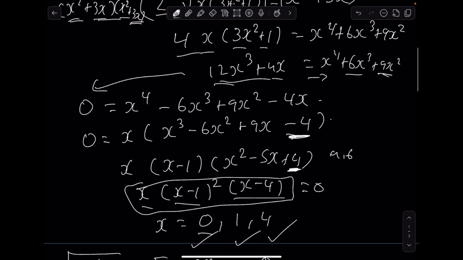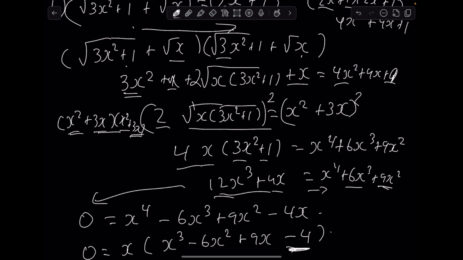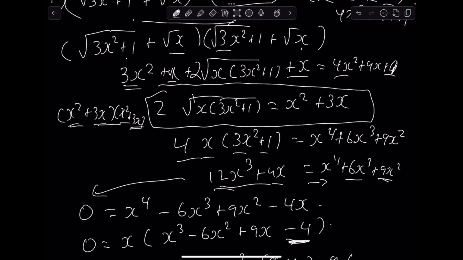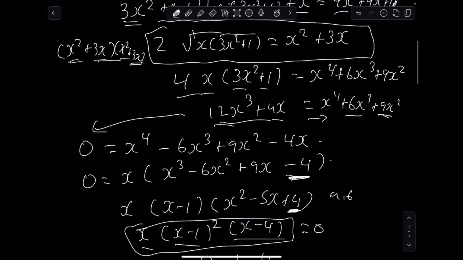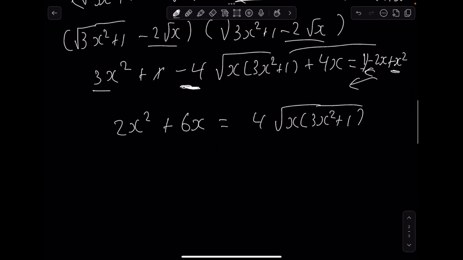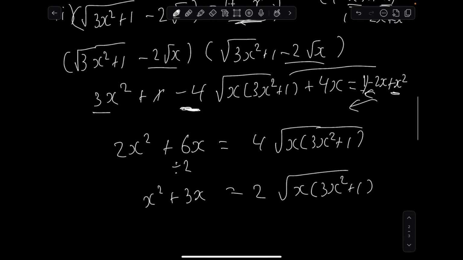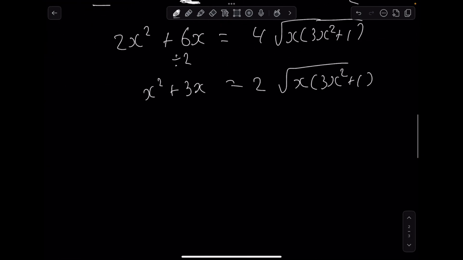But I'm noticing that I feel like this is similar to what we had before. And if we look here, let's just rub this out to make it neater. If we look here, this is what we had at one point, right? We had this 2 root x times 3x squared plus 1 equals x squared plus 3x, right? But here we have 4, and then 2 and 6. So let's just divide by 2. So we get x squared plus 3x equals 2 root x times 3x squared plus 1. So this is quite a hard spot, but just noticing that these equations are very, very similar. And in fact, they're identical.